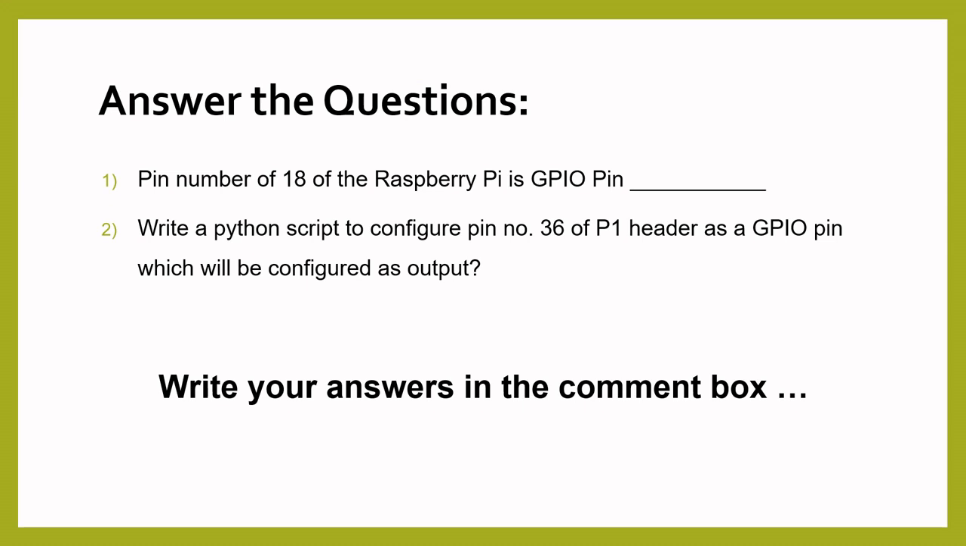Now give the answers for the following questions. Question number 1: physical pin number 18 of Raspberry Pi is GPIO pin dash dash. Question number 2: how will you write a Python script to configure pin number 36 of P1 header? Pin number 36 is a physical pin. How do you configure pin number 36 of P1 header as a GPIO pin, configured as an output?